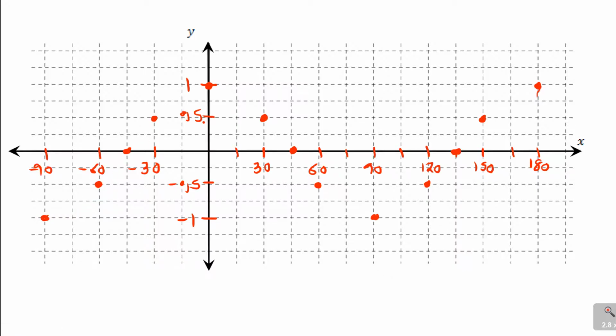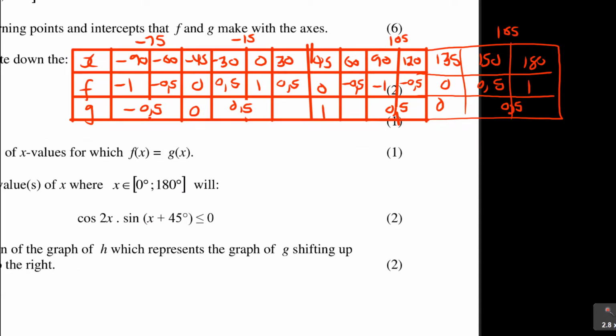Actually, let me use a smaller one now. See that? Yes. So this is the graph of f. Now you move on to the same one, now the graph of g.